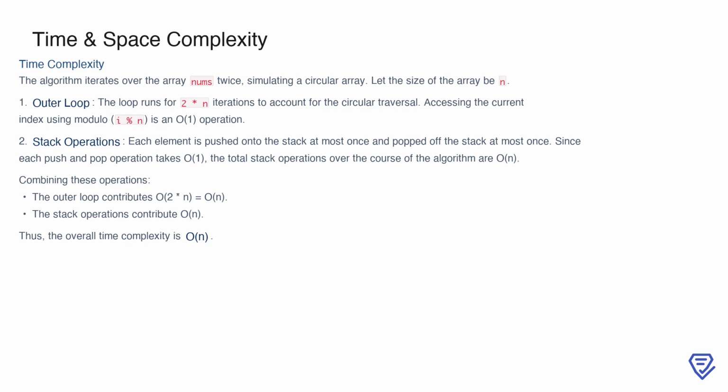The loop runs for 2*n iterations to simulate the circular nature of the array. Since accessing an index using modulo, like I%n, takes constant time, the total contribution from the loop is O(n). Next, consider the stack operations. Each element in the array is pushed onto the stack at most once and popped at most once. Since each of these operations is O(1), all stack operations combined also contribute O(n). Putting these together, the outer loop and the stack operations both contribute O(n), and their sum is still O(n). Therefore, the overall time complexity of the algorithm is O(n).